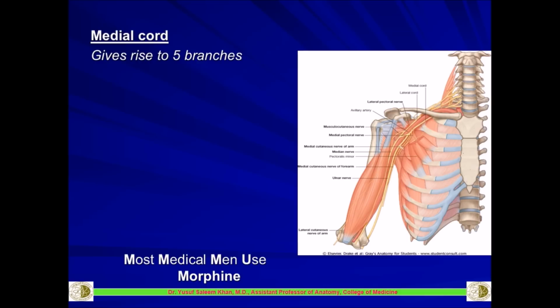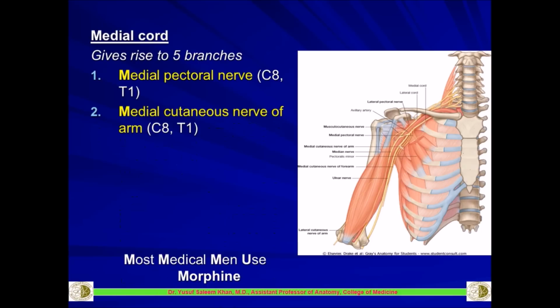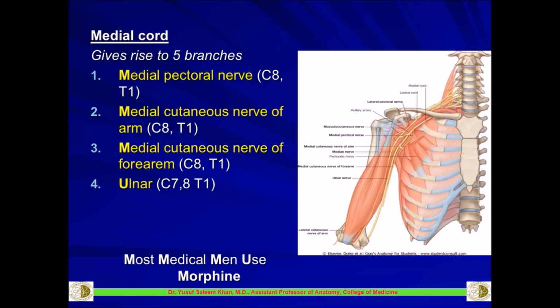So how can you remember this? Most medical men use morphine. This is the mnemonic which we use to remember this. What does the first M stand for? This first M stands for the medial pectoral nerve. The second M stands for medial cutaneous nerve of the arm. The third M stands for the medial cutaneous nerve of forearm. The fourth is U, which is ulnar nerve, and the fifth M stands for medial root of the median nerve.